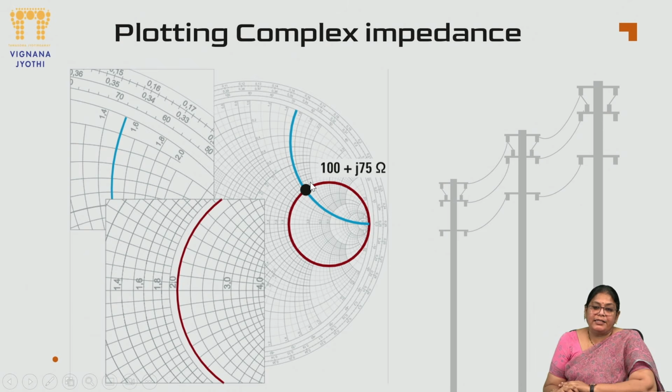So that's why the intersection of this reactance curve with the resistance circle, that is where you can identify your complex impedance, that is 100 plus J75 ohms. Okay, so this is how you can plot your complex impedance.